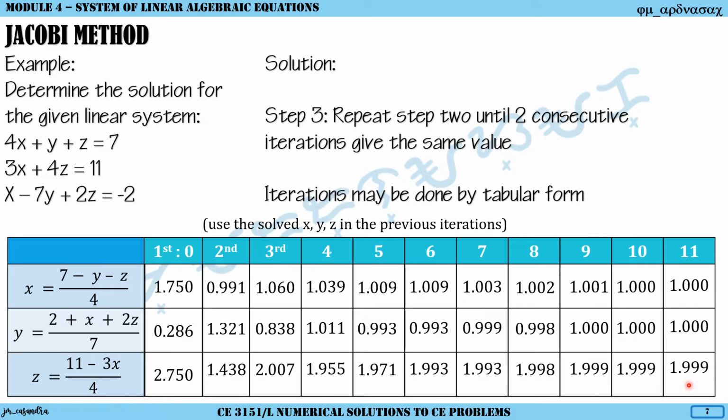So, our answer now for the values of x, y, and z, the solution of the linear system, is x is equal to 1, y is equal to 1, and z is equal to 2. Okay, so that is for the Jacobi method.